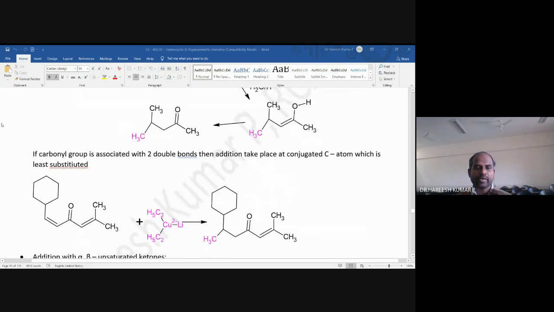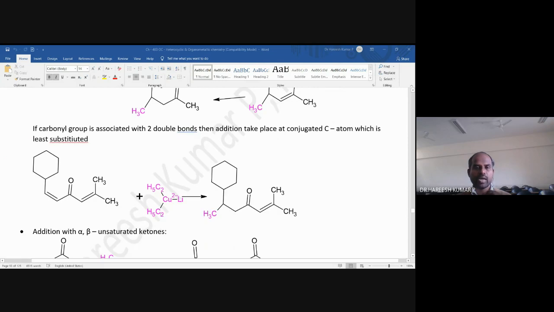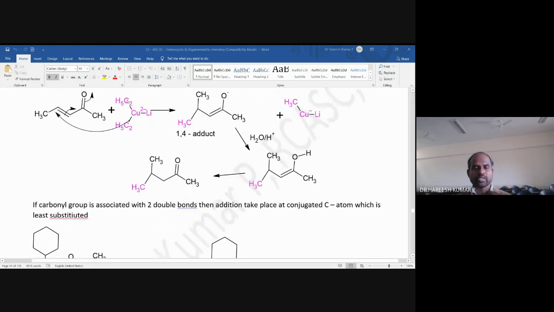Here I am taking one more alpha beta unsaturated compound, but here there are two double bonds. This is one double bond, this is another double bond, both conjugated. This is one conjugation, this is another conjugation. Here you can observe that there is steric hindrance, but on this particular side there is not much steric hindrance because H is there. That is the reason the ethyl or methyl group attacks this particular carbon, forming a compound like this.